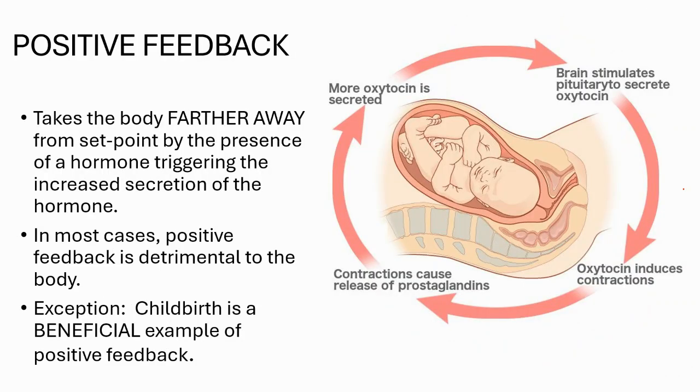Positive feedback is one that prevents you from maintaining homeostasis. It tends to be detrimental to the body, with the exception of childbirth and blood clotting. These were the two that we talked about previously in AMP1 that are beneficial examples of positive feedback.